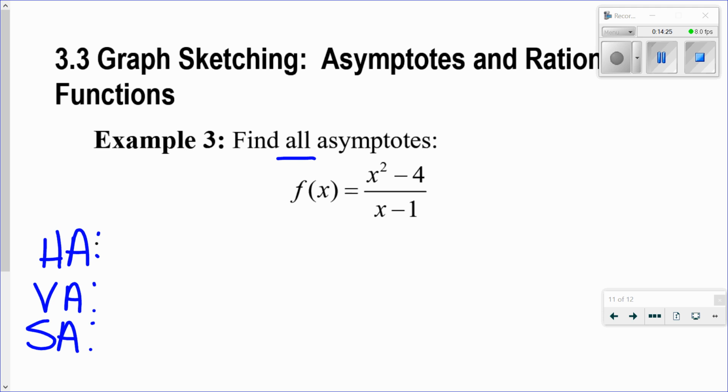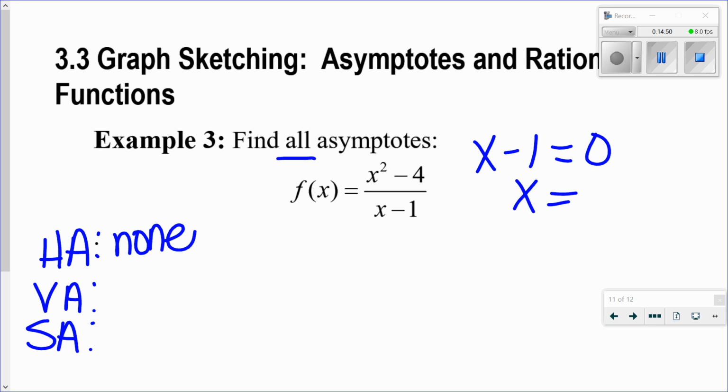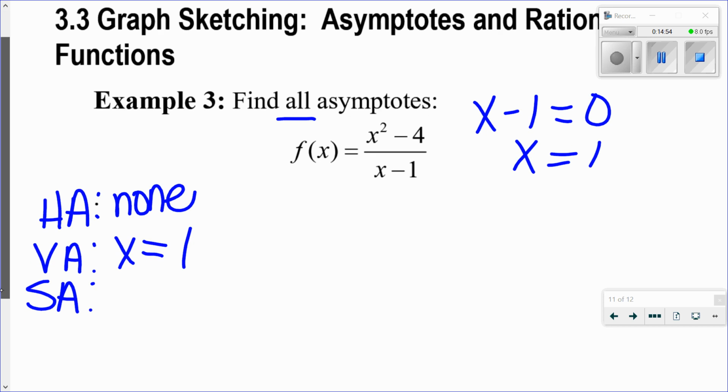Degree in the top is bigger than the degree in the bottom by exactly 1. So I do not have a horizontal asymptote. I am going to have a slant asymptote. All right, now step 2, let's solve for the other two. Slant's the hardest, so I'm going to go to vertical next. x minus 1 equals 0 means x equals 1. So there's my vertical asymptote, x equals 1.